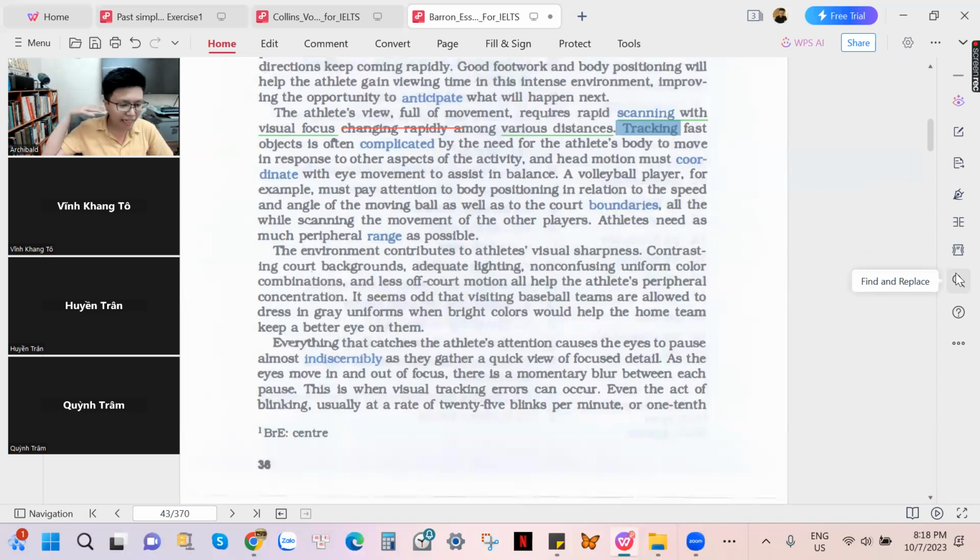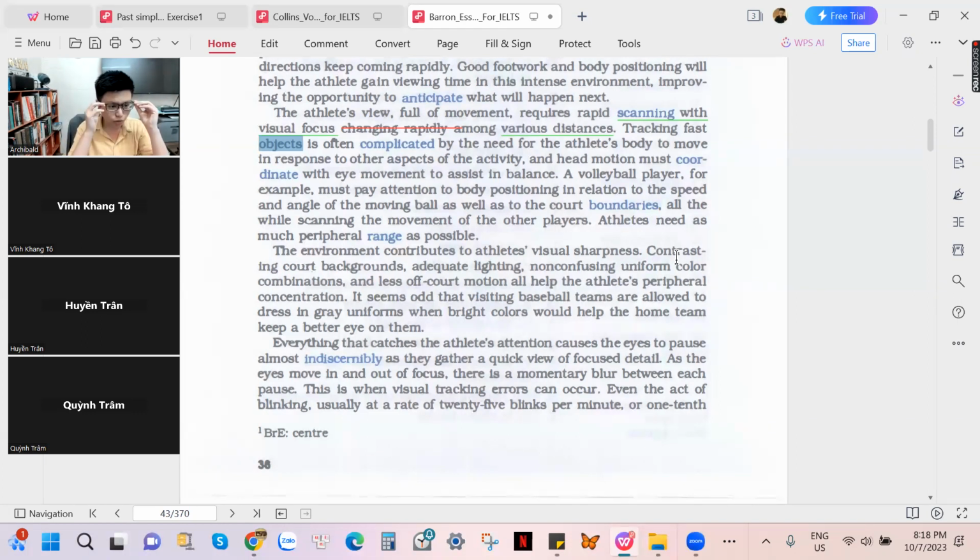Track. When you track something, you can find it. Here they use the word object. It's like tracking fast objects. A person can be an object. If you play games like PUBG, when you target your gun at your enemy, you call that enemy an object. I target my gun at that object. So I target her, or I target at that object.